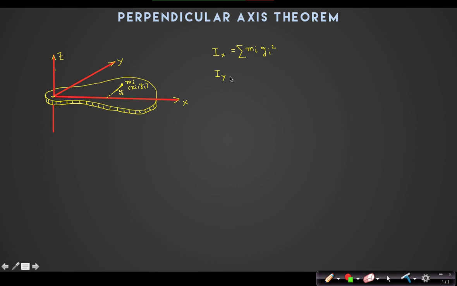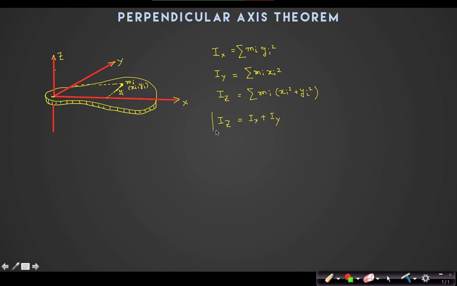Similarly, what is Iy? It is summation of mi xi square. Can you tell me what is Iz? Summation of mi times xi square plus yi square. Now it is very simple to understand from these relations that Iz is equal to Ix plus Iy. Yes or no?